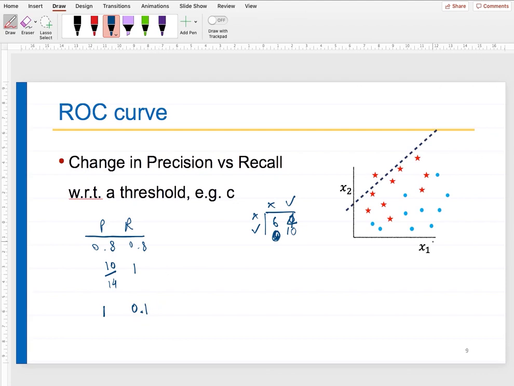Now let us move. Let me move my line. Somewhere here. Precision is very bad, which means about 19 upon 20. Precision is 10 by 19. And recall is 1. So if I now plot how my precision and recall change.